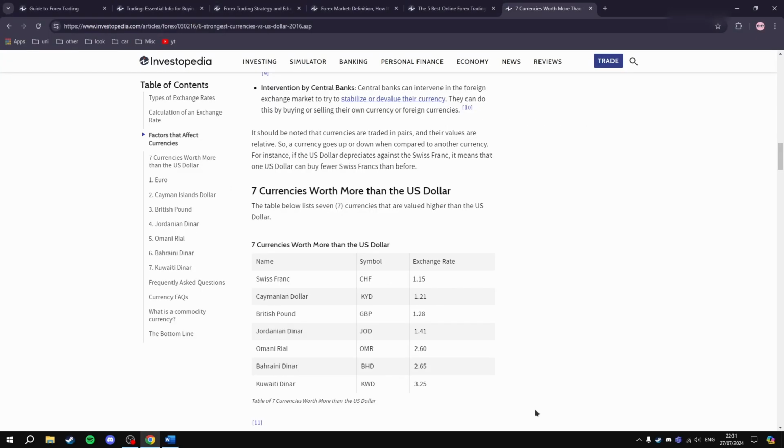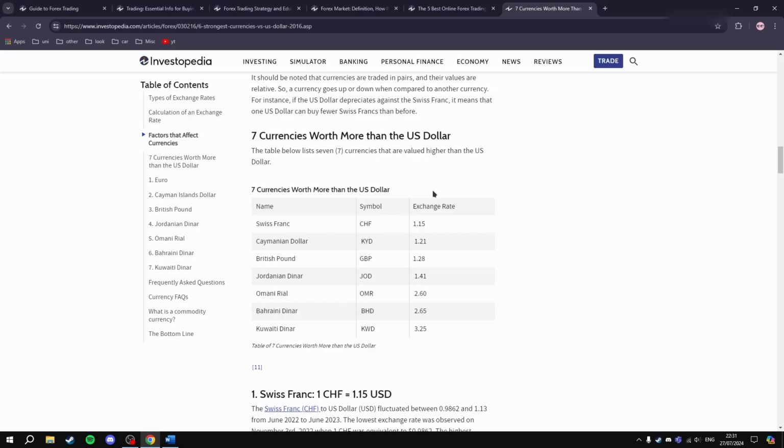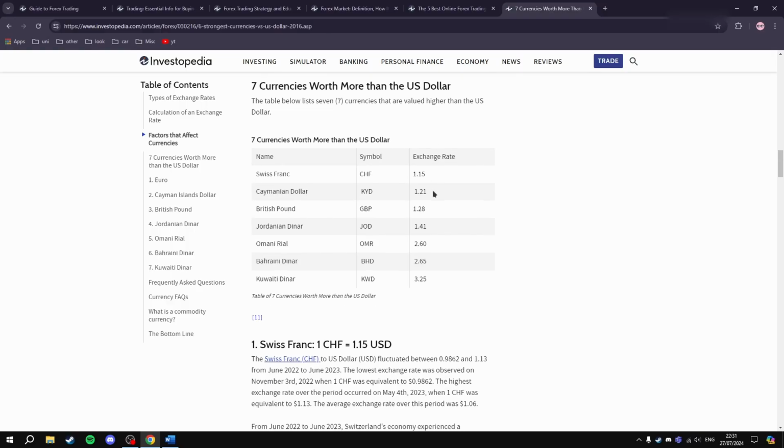It should be noted that currencies are traded in pairs and their values are relative, so a currency goes up or down when compared to another currency. For instance, if the USD depreciates against the Swiss franc, it means that one USD can buy fewer Swiss francs than before.